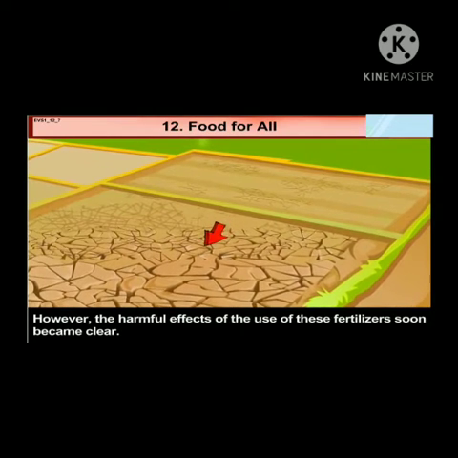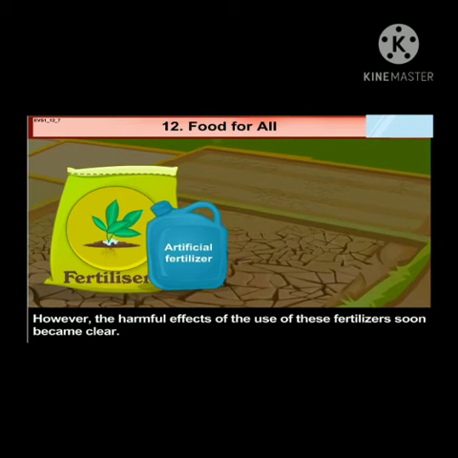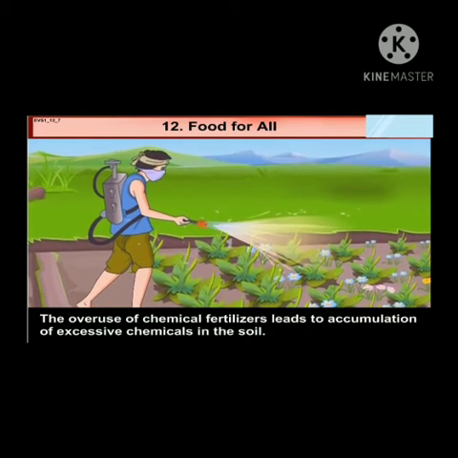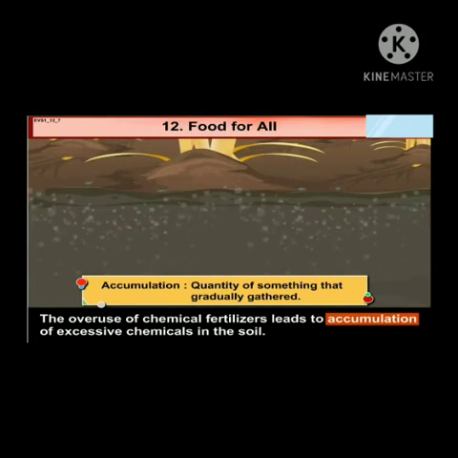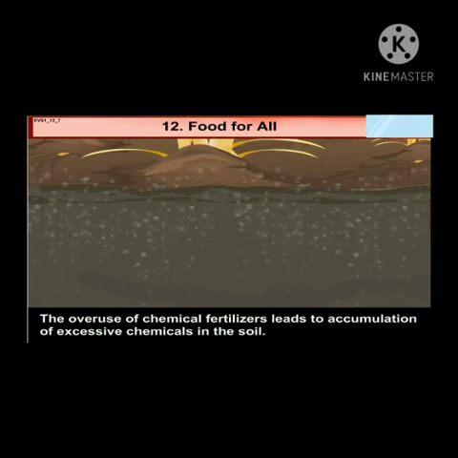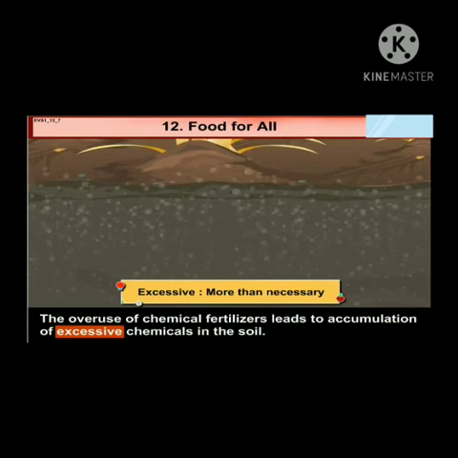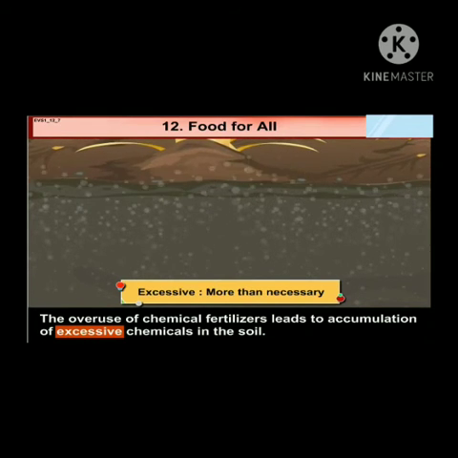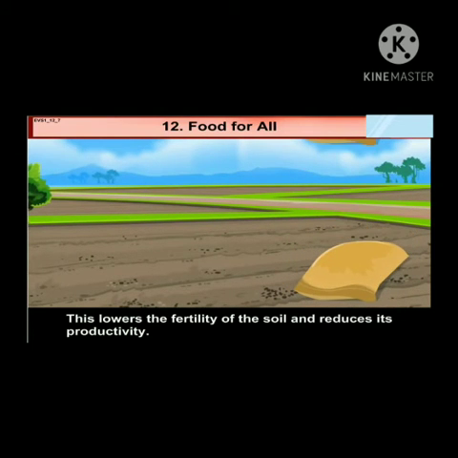However, the harmful effects of the use of these fertilizers soon became clear. The overuse of chemical fertilizers leads to accumulation, that means quantity of something that gradually gathered, of excessive. What is excessive? More than necessary. Chemicals in the soil. This lowers the fertility of the soil and reduces its productivity.